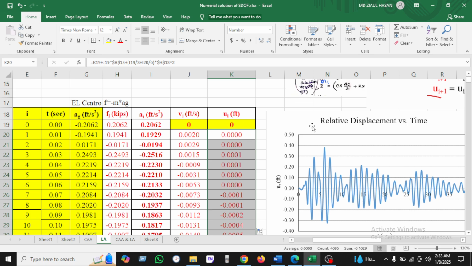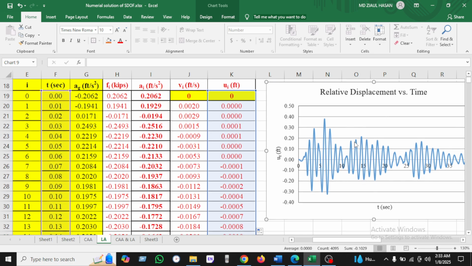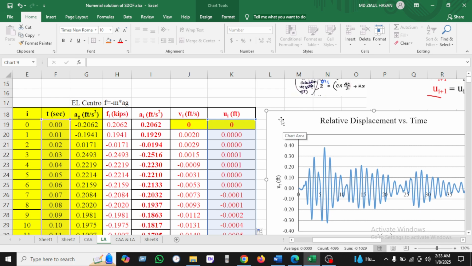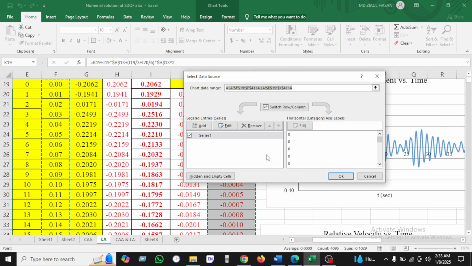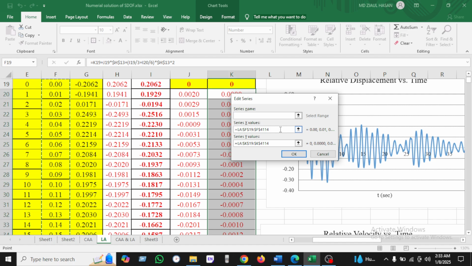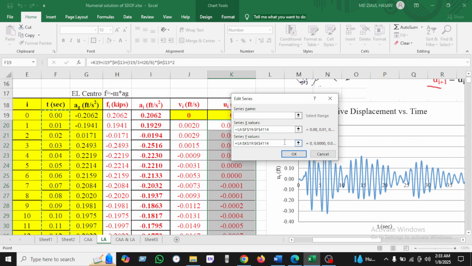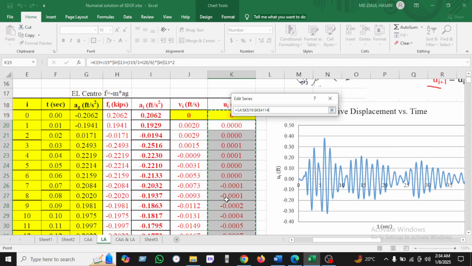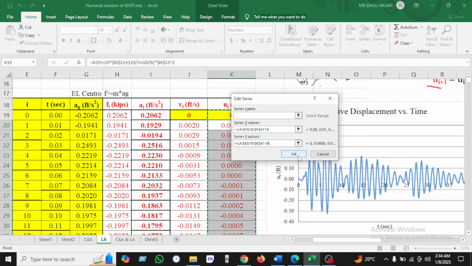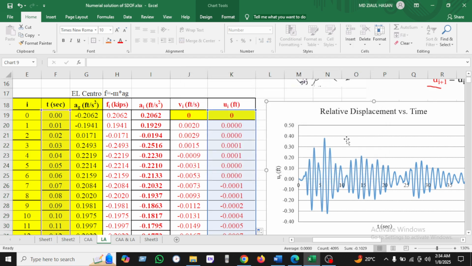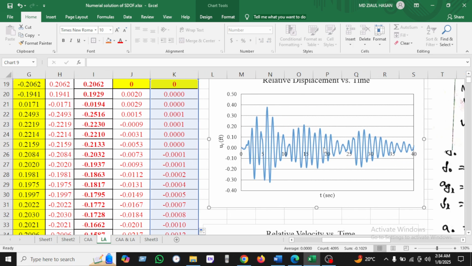So we are seeing here the relative displacement versus time. Time is the x-axis, and displacement is the y-axis. If you want to draw the curve, we just right click, select series, edit, and x-axis. Now we are selecting all the x-axis and y-axis values and clicking OK and clicking OK. Then the graph appears here.